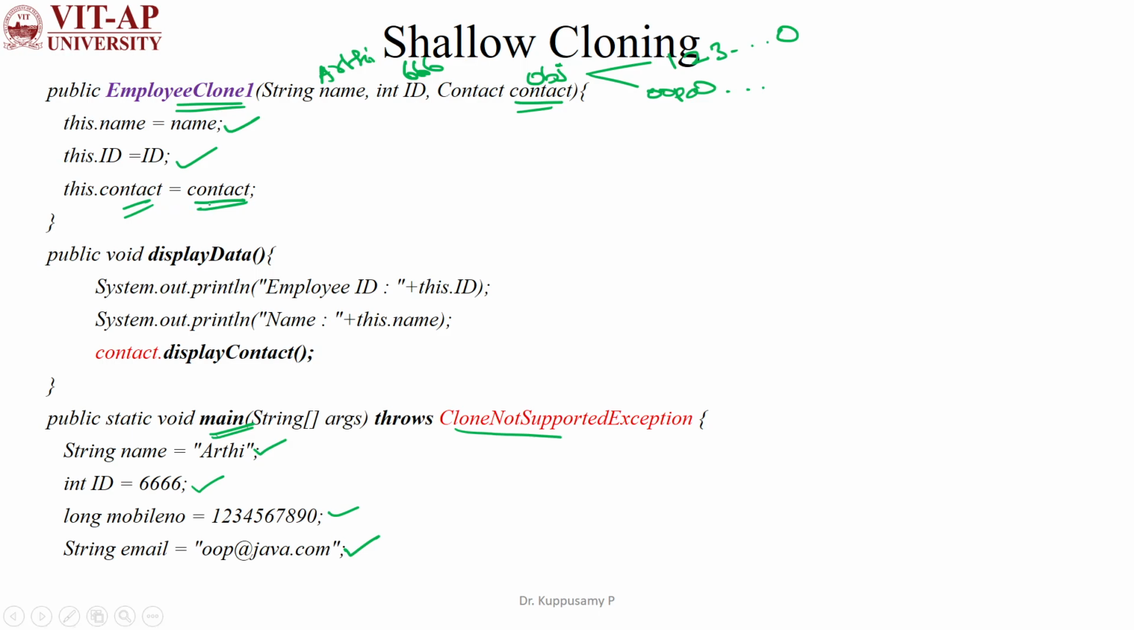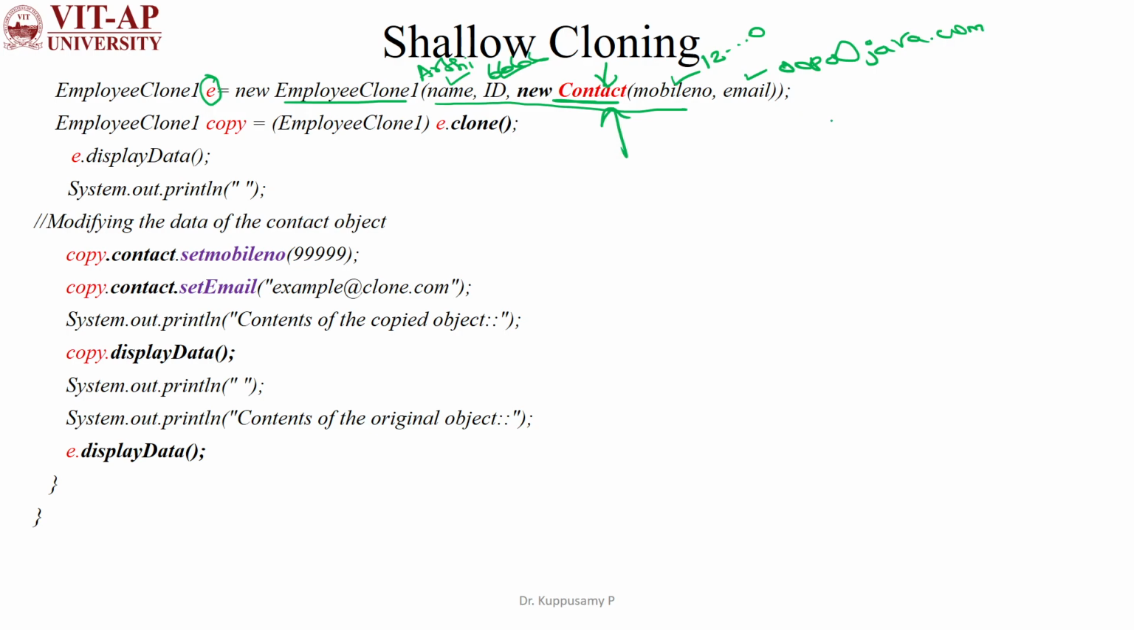Based upon that, now the object e is created. In this place object e is created, which has four values. E has the name, e has the id, and e has the contact object, referencing the contact object, which has the mobile number and email id. So all four values are there. Now based upon that, we are going to clone this e.